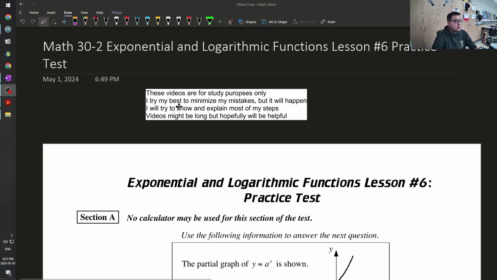Okay, Math 30-2, Exponential and Logarithmic Functions, lesson number 6, practice test.